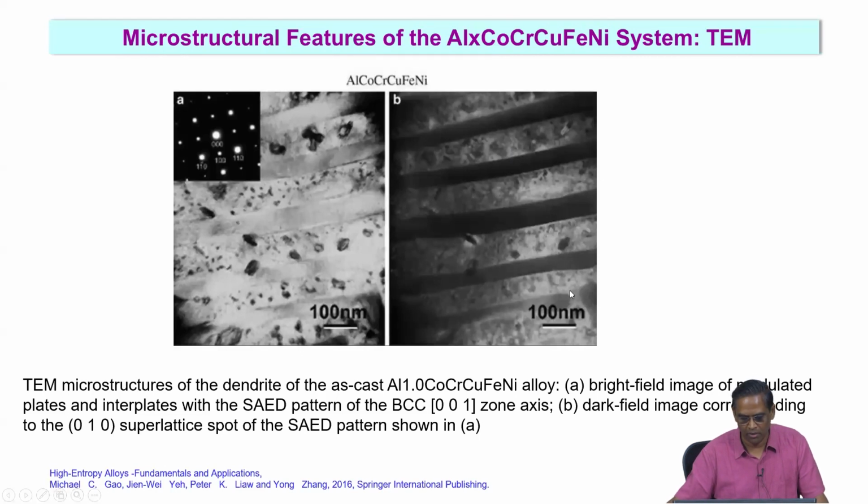So that means whatever is appearing bright belongs to that ordered structure. That's what it means, right? Because you are choosing the superlattice reflection. So whatever appears bright here corresponds to that superlattice microstructure. That's what it means, right?